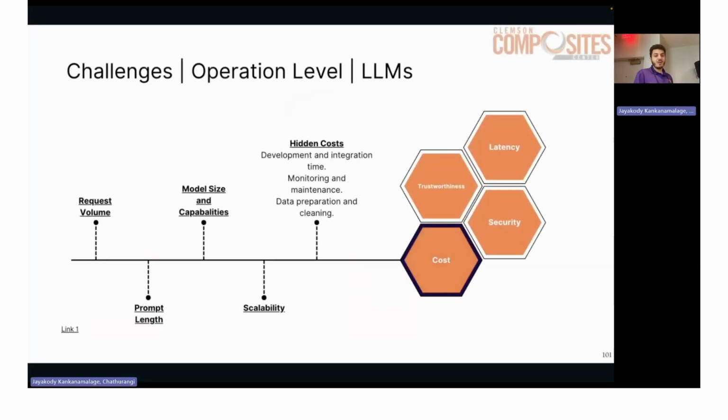And then finally, cost, and that really is a big factor as well. Specifically in this slide, we talked about LLMs, for example, or copilots. The larger the prompt length, the more it's going to cost. The larger the request volumes, the more it's going to cost. And the more you want to scale your use case, the more it's going to cost.